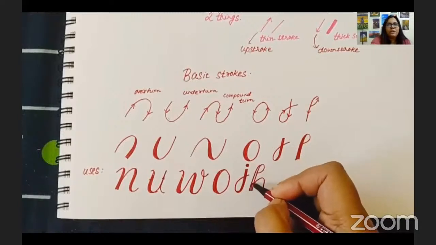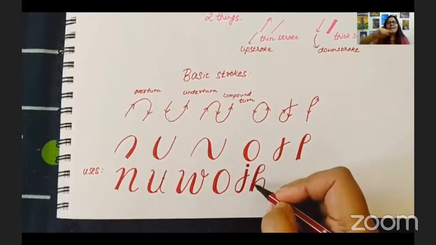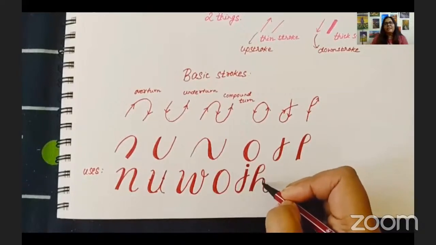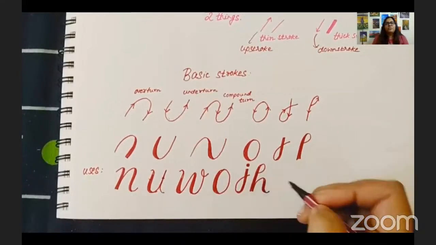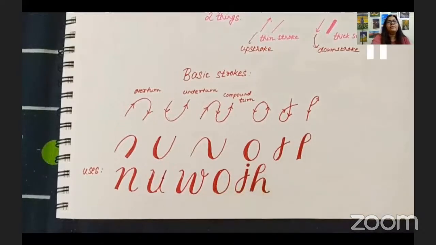Here my hand went downwards, so I will color this. And again, my hand has gone downwards like this. So we will color this also. And we are done with all of the basic strokes and the uses. Now for all of these 6 strokes, you have one example each of the letters where these strokes are being used. So the basics of your calligraphy is done. Everybody quickly get it completed.